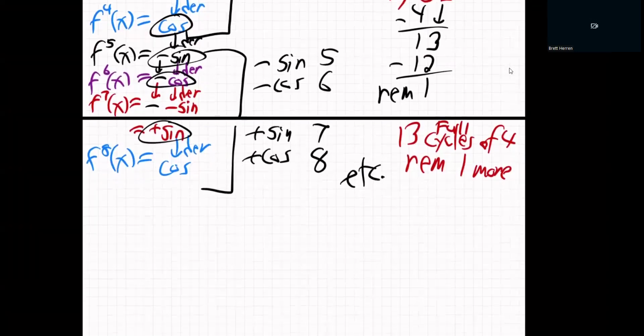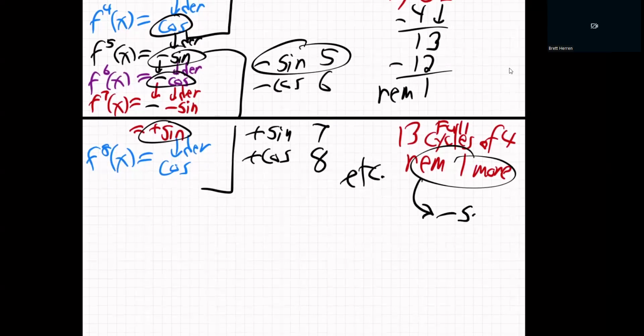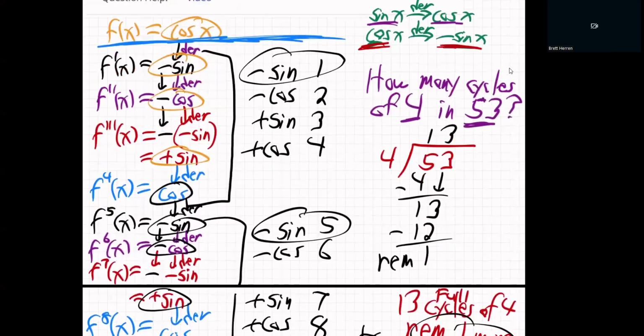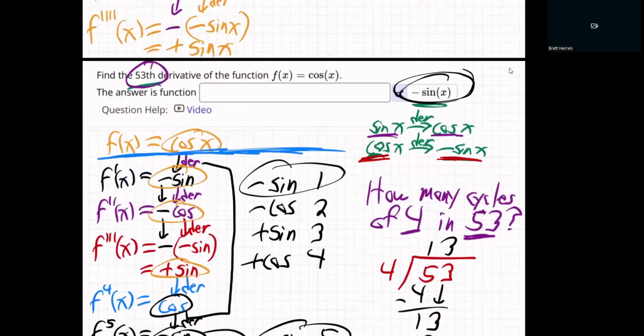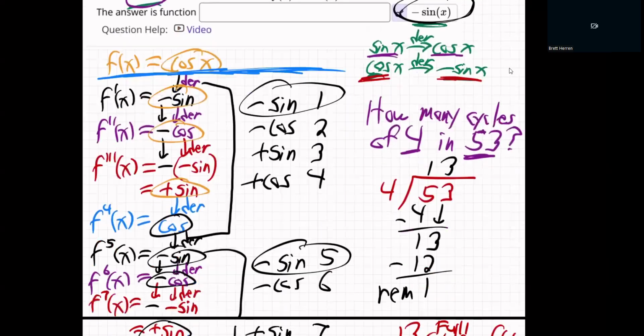What does that mean? If you go one more into the last cycle, what's the first one in the cycle? Minus sine, right? One more into the new cycle is minus sine, which is what we got, minus sine. That's how we know it's going to start one more cycle.